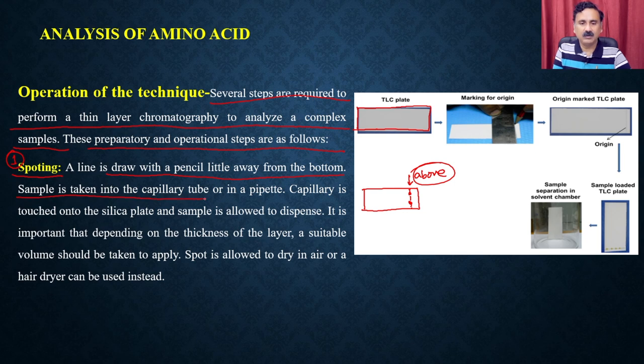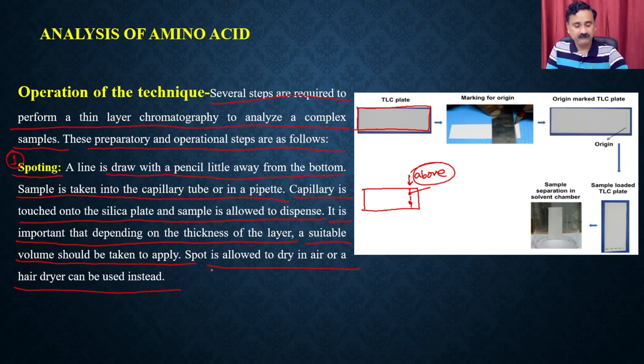The sample is taken into a capillary tube or a pipette. The capillary is touched onto the silica plate, and the sample is allowed to dispense. When you touch the capillary to the silica, it is going to suck the sample automatically by the action of diffusion. Depending on the thickness of the layer, a suitable volume should be applied. The spot is allowed to dry in air, or a hair dryer can be used instead.